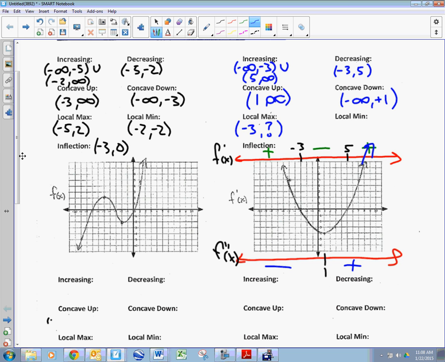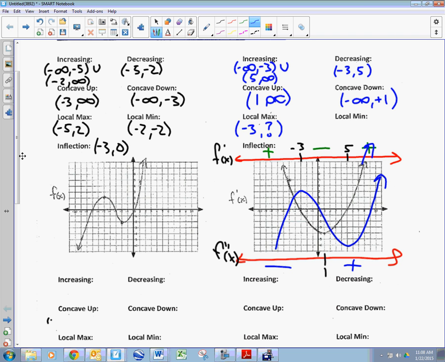If I were to graph the original function, it would look something like this. So see how this f prime is equal to 0 here? Local max. See how f prime is equal to 0 here? Local min. See how the derivative of the derivative is equal to 0 here? Inflection point.